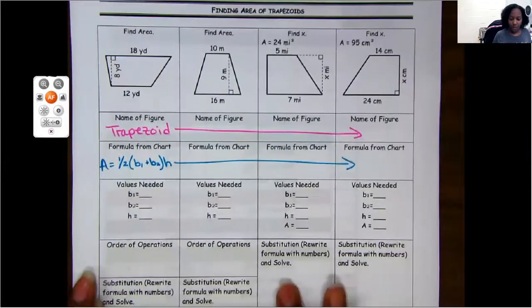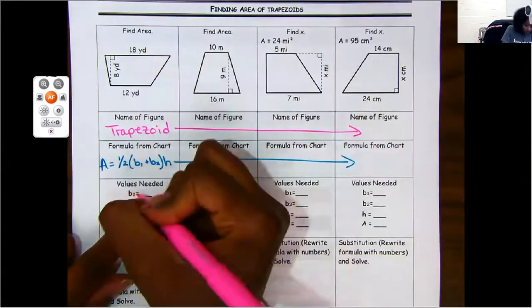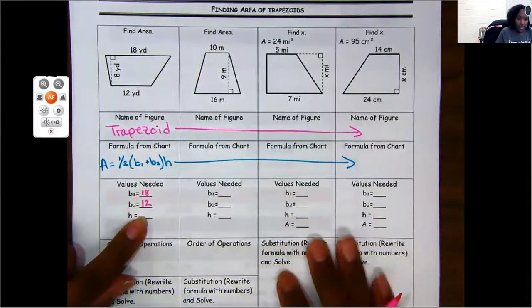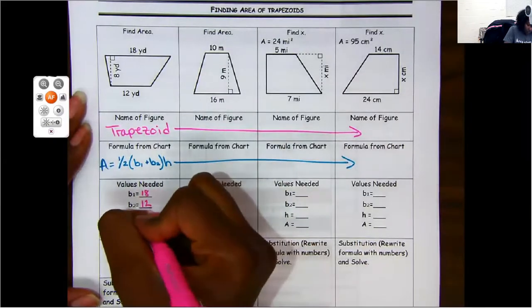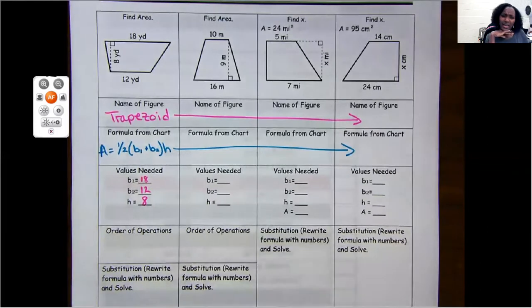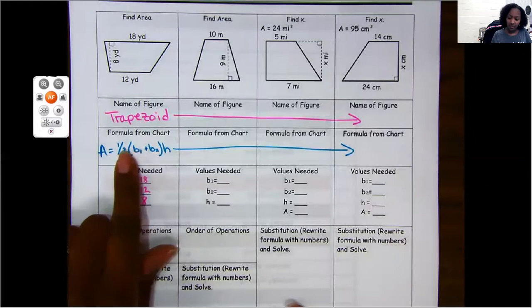Let's start with our first figure. Base 1 is going to be our top number. Base 2 will be our bottom number. Then we have our height indicated right here. Now, order of operations. Why is it saying that, Miss Likes? Well, remember PEMDAS: parentheses, exponents, multiply, divide, add, subtract. We have parentheses here, so we need to take care of the parentheses first. Then we need to multiply. Then we need to divide.